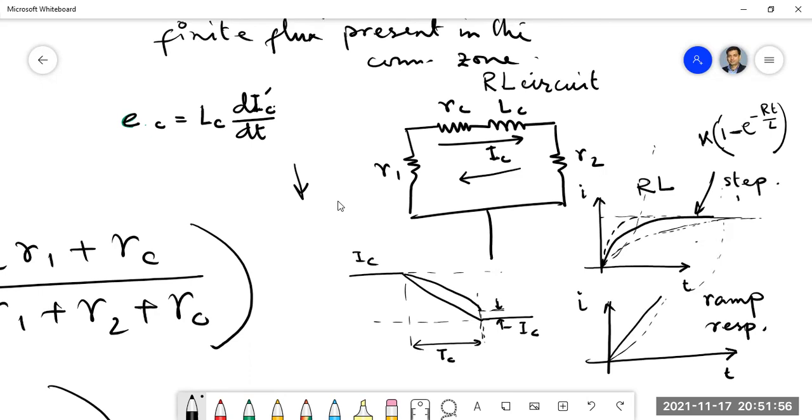No? Everything understood? Why will the sparking be there at the commutator? Sir, because of the delayed response. Sir, the IC is not zero, so from positive we are going to negative, so that is why there will be spark.